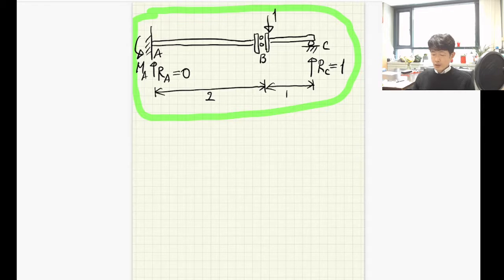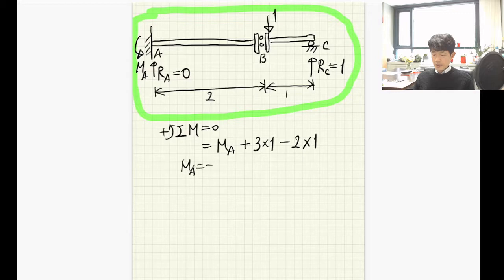And how about moment equilibrium? If you choose the moment equilibrium at point A, it is equal to 0. So I have the unknown reaction moment MA. And then the moment contribution by RC is what? Its arm length is equal to 3, and the magnitude is equal to 1. And then the moment contribution by the external load: the arm length is equal to 2, and the magnitude is equal to 1. Make sure that its direction is opposite, that's why it's a minus sign. The sum should be equal to 0. Then we can conclude that MA is equal to minus 1.